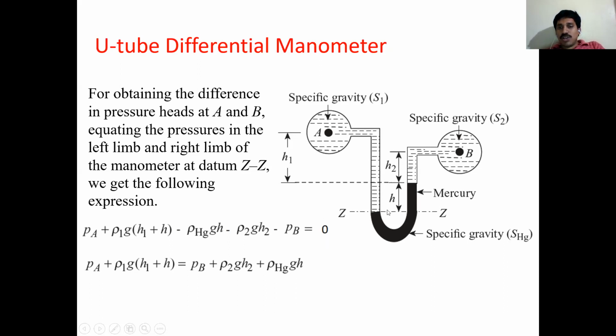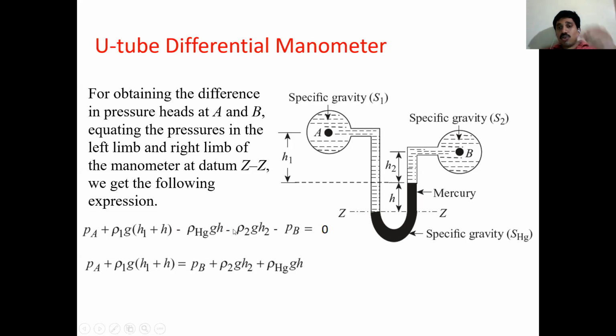Next, we are at the mercury level on the left limb. Now we are going in the upward direction on the right limb, so the head value is raised by a certain amount, which is H. When we go in the upward direction, we take a negative sign. So minus rho g H, where rho is for mercury, rho Hg, and H is the head between the two mercury levels.